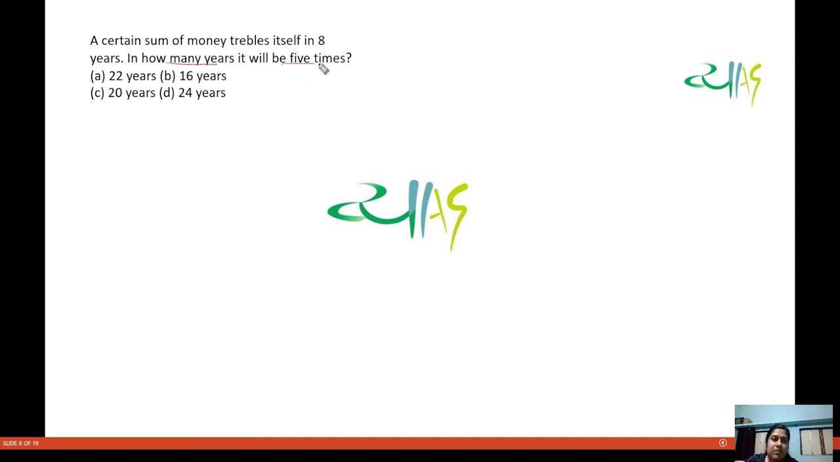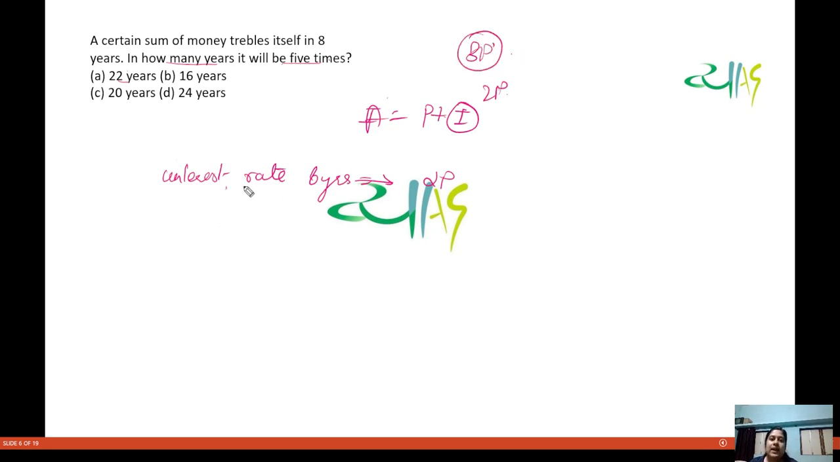So it is saying a sum of money treble itself in 8 years. So what we know is that interest for 8 years is equal to 2P, because amount is equal to P plus interest, and only when interest is equal to 2P did it become 3P. So interest for 8 years is equal to 2P. So interest for 1 year is equal to how much? 2P by 8, that is P by 4.